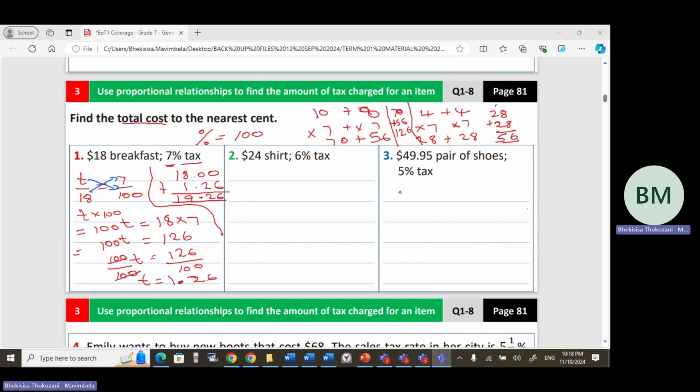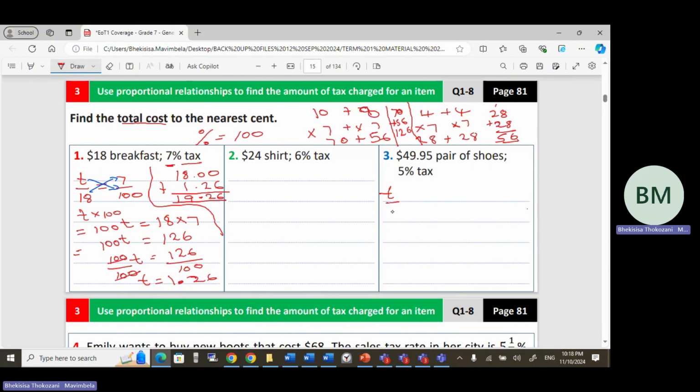So here, I'm doing this one here, number 3. I will need more space, guys, for this question here. I don't have enough space here. So you'll start by saying T over... Now, when I'm doing this, notice I'm not worried about the decimals. I'm just writing the numbers equal to 5 over 100.